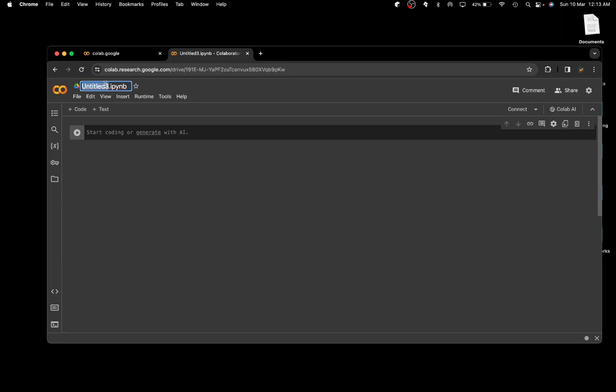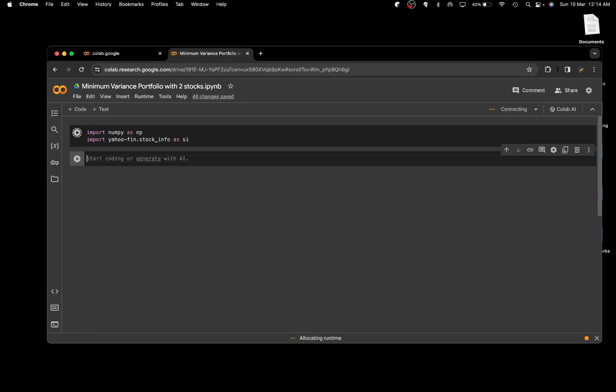variance portfolio with 2 stocks. Alright, we're gonna need a couple of modules. So we're gonna need numpy as np, and we import Yahoo Finance dot stock info as si. I don't think I'll need anything other than this, so I'm just gonna go with this.